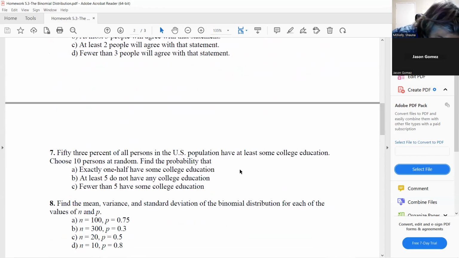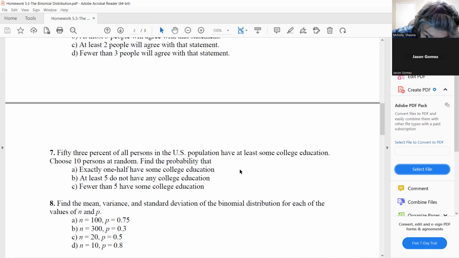Okay. All right. What do you think, Jason? What should we do? Find the probability. Okay. What probability did they give us? What is my P here? 53%. Yeah, that's right. 0.53. And what is my N here? N equals 10. Very good. N is 10. Now for part A, what is my X?